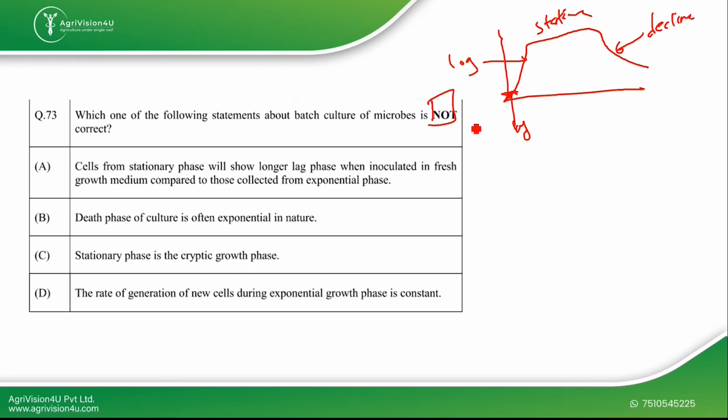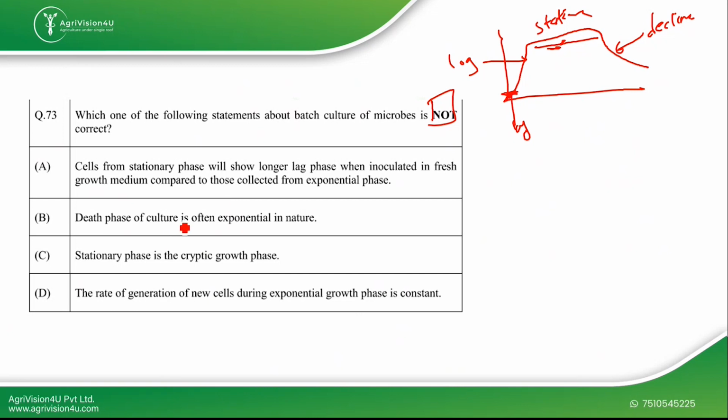The question is, cells from the stationary phase will show a longer lag phase when inoculated in fresh growth medium compared to those from the exponential phase. Okay, this is true. See, this is more, na? This is less. This length is less. This is more. So obviously, statement 1 is true.